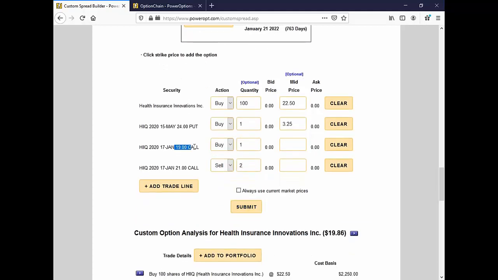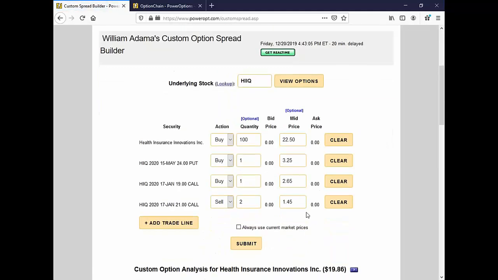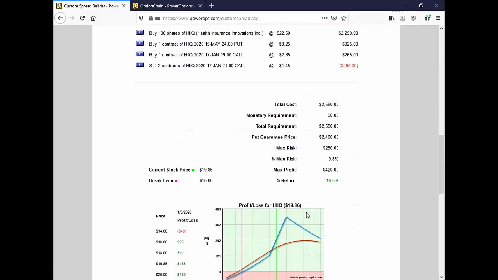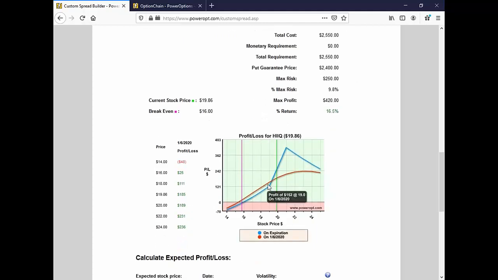But let's do this. We're going to get the same prices here. Let's put in the same prices. 265 for our long, selling 2 at 145, so we get 290. There's our 25-cent net credit. So the stock repair should work perfectly fine. Okay. Whoa. What happened? Max risk went up. The return shot up pretty good as well. So this looks pretty good.